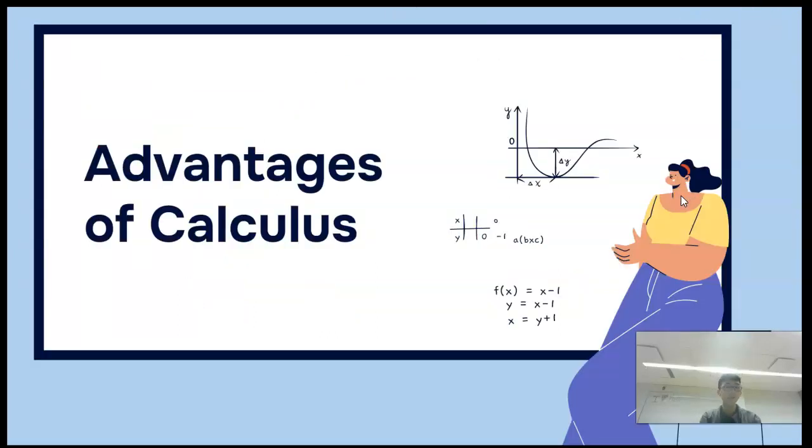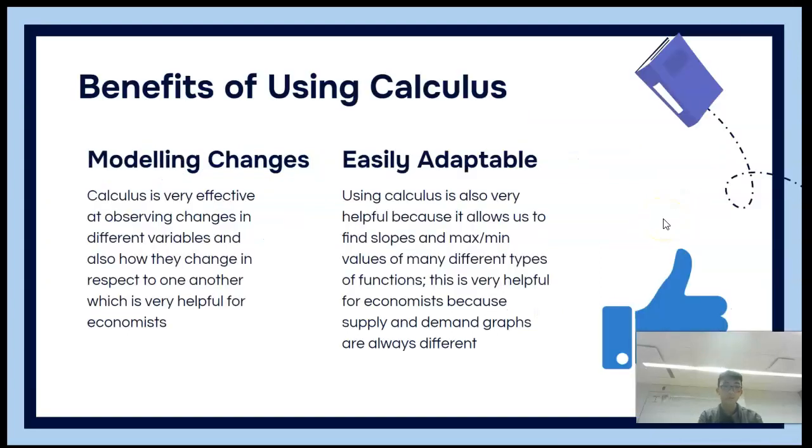Now, finally, what are the advantages of using calculus? For an economist, at least. Well, firstly, calculus is very effective at observing changes in different variables, and also how they change in respect to one another. This is very helpful for economists, so calculus is good because it's great at modeling changes. Additionally, calculus is easily adaptable. Using calculus is also very helpful because it allows us to find things like slope, maximum and minimum values, derivatives, etc. of many different types of functions.